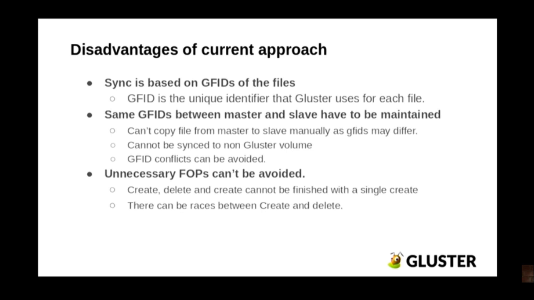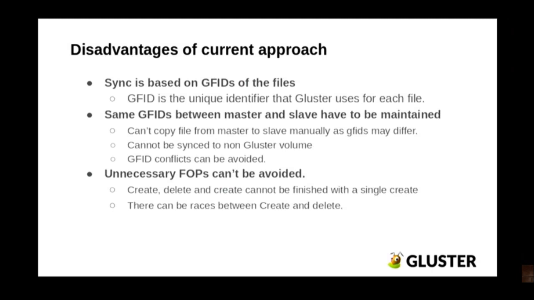And so we are replicating the GFIDs from the master to the slave to construct this initial sync. You can copy files manually from the master to the slave, but that has been giving a number of issues, like create, delete, and create. We use rsync, which you can't just replicate to a non-Gluster volume. These are the problems with GFID-based Geo-replication.